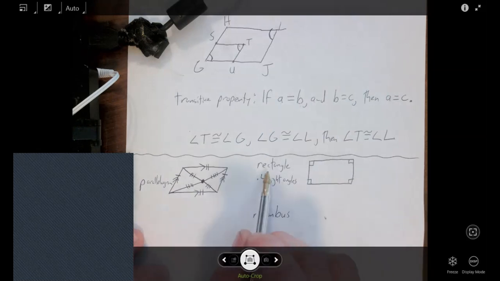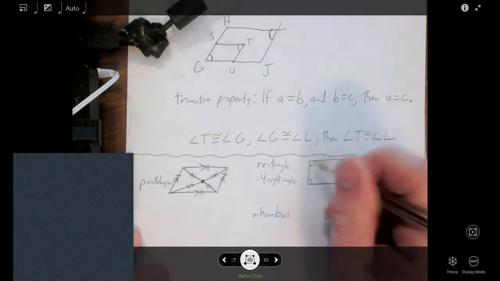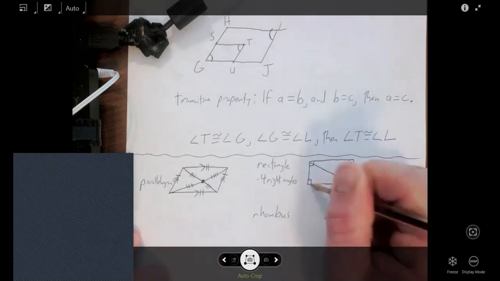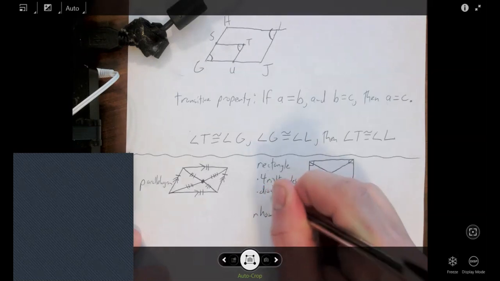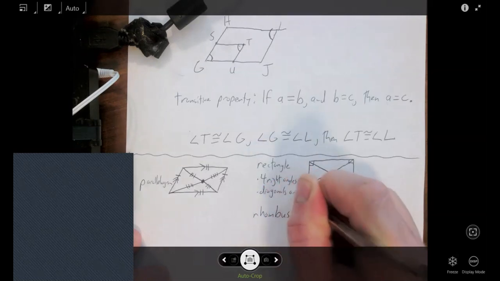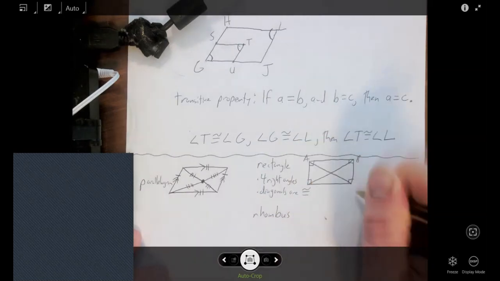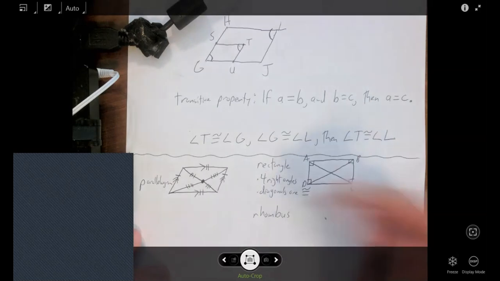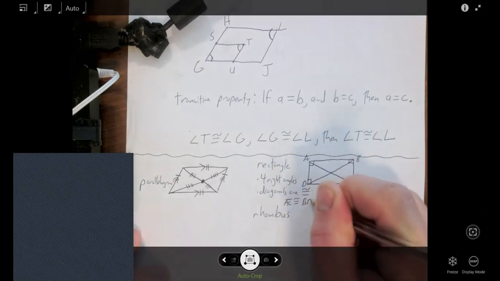So since every rectangle is a parallelogram, that means that everything that we know about a parallelogram has to be true about a rectangle as well. The opposite sides are congruent and parallel. The diagonals bisect each other. And actually another fact about rectangles is that the diagonals are congruent. So if this is rectangle ABCD, then we would know that segment AC is congruent to segment BD.